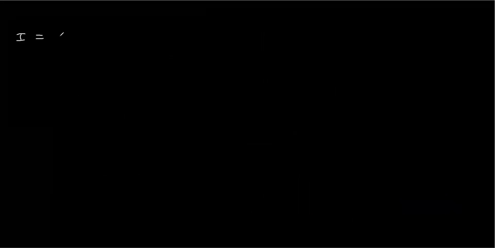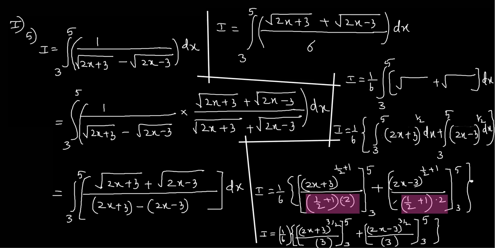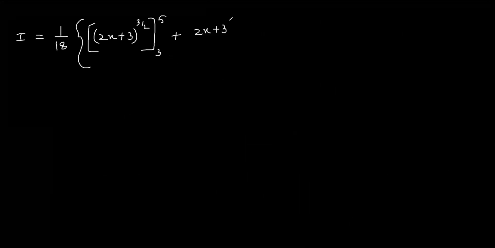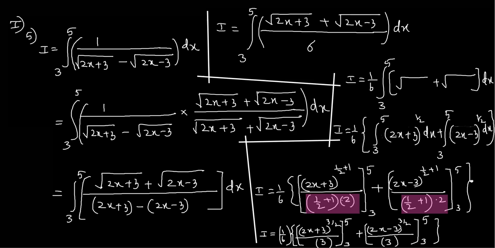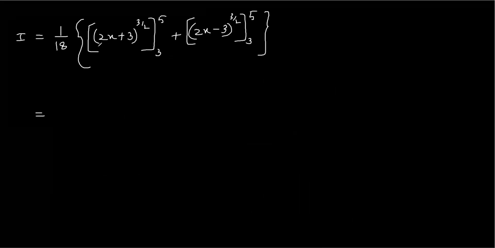Okay. So I have I equals 1 over 18, and this is (2x plus 3) raised to 3 by 2, 3 to 5, plus, sorry, it is (2x minus 3) raised to 3 by 2, and 3 to 5. Put this in a bracket. Okay. Now I go for upper limit minus lower limit. Wherever x I see, I will put first 5.